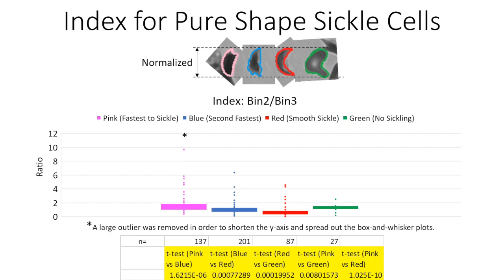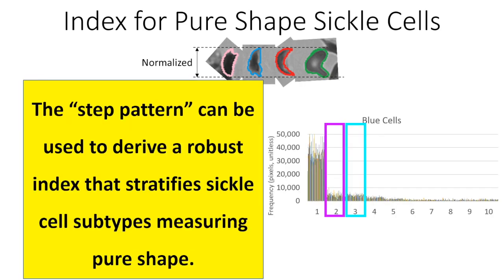The box plots shown here depict the ratio of bin 2 over bin 3 for all sickle cells within each of the 4 sickle cell shape subtypes. For the pink cells, a large Y outlier was removed from the box plot to shorten the Y-axis and spread out the box and whisker plots. T-tests on the ratio of bin 2 over bin 3 between all combinations of 2 sickle cell shape subtypes demonstrated a significant difference in this ratio between the shape subtypes. Therefore, the step pattern can be used to derive a robust index that stratifies sickle cell shape subtypes when measuring pure shape of sickle cells.